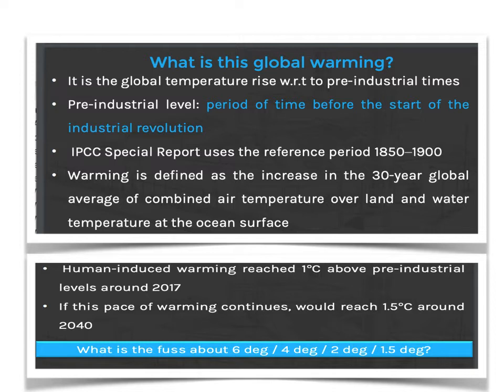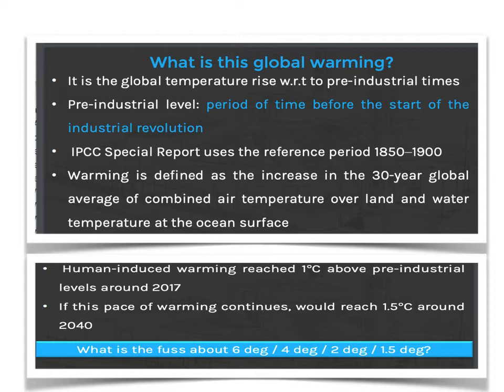And this leads to global warming. What is global warming? It is the global temperature rise with respect to pre-industrial times, before industrial times, because most of the carbon dioxide was emitted only after the industrial revolution. So if the global temperature rises beyond the pre-industrial level, the period of time before the start of the industrial revolution. The IPCC special report uses the reference period of 1850 to 1900, that is, before the industrial revolution. From that standard we are comparing. There is a base level.